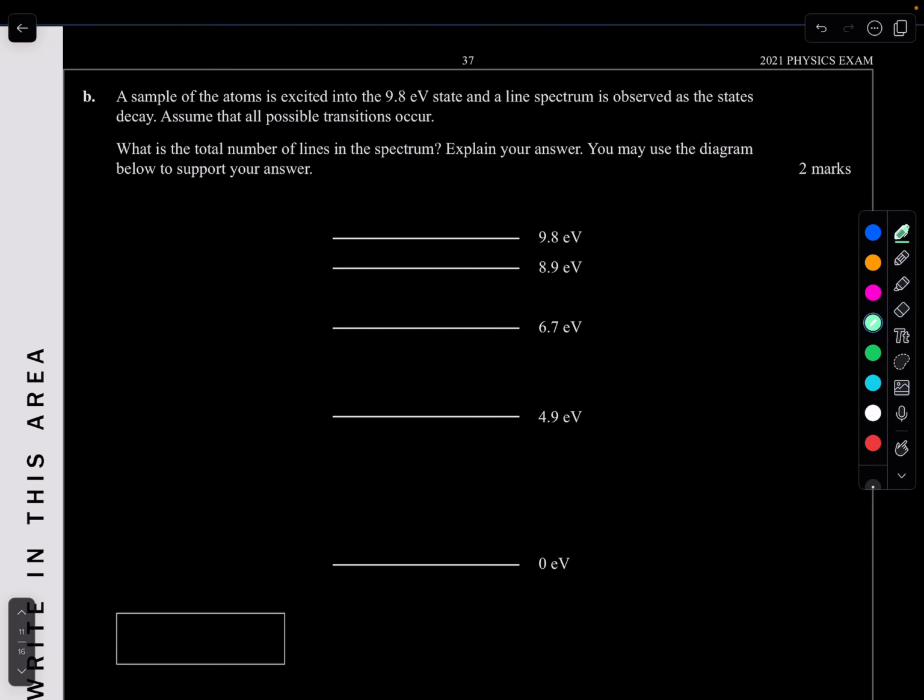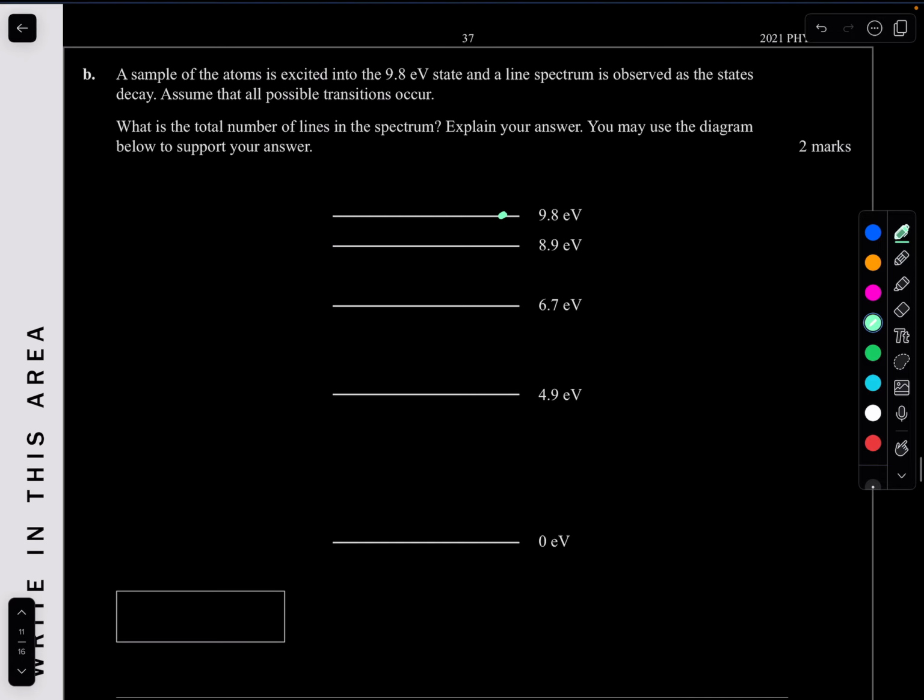Question B. A sample of the atom is excited into the 9.8 electrovolts, so basically it's here, and a line spectrum is observed as the states decay. Assume that all possible transitions occur. What is the total number of lines in the spectrum? Explain your answer. You may use the diagram to support your answer. All right, 2 marks. They're talking about the emission spectrum. These lines tell you the wavelengths that are being emitted.